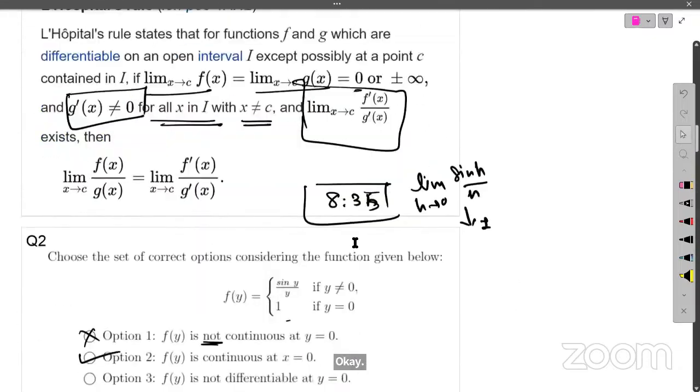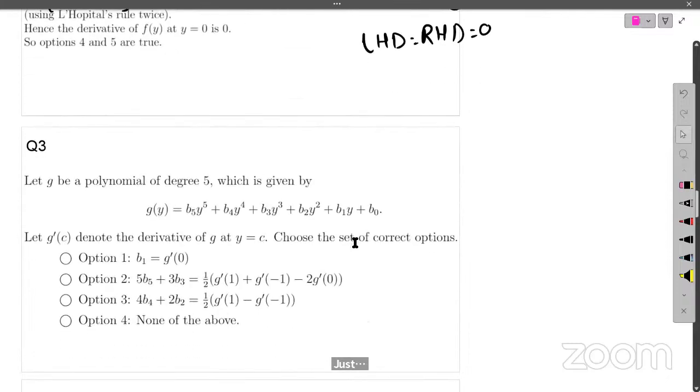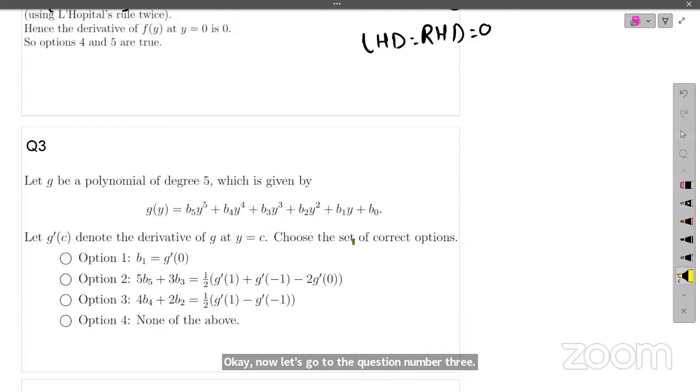Okay, now let's go to question number 3. So this is your question, just calculate. Okay, so try to solve it. I'll give you again 4 minutes.